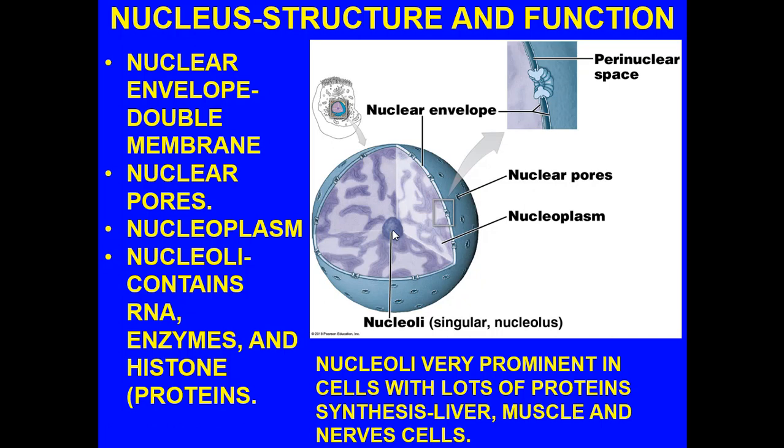Now, nucleoli are very prominent in cells with lots and lots of protein synthesis. So you're going to find nucleoli present very prominently in liver cells, muscle cells, and nerve cells. And by the way, if this is a double membrane, how do you get substances out? Well, this is where we get into what they call nuclear pores. These are small gaps created that are very selective. Substances can come in and out, but under certain criteria only.